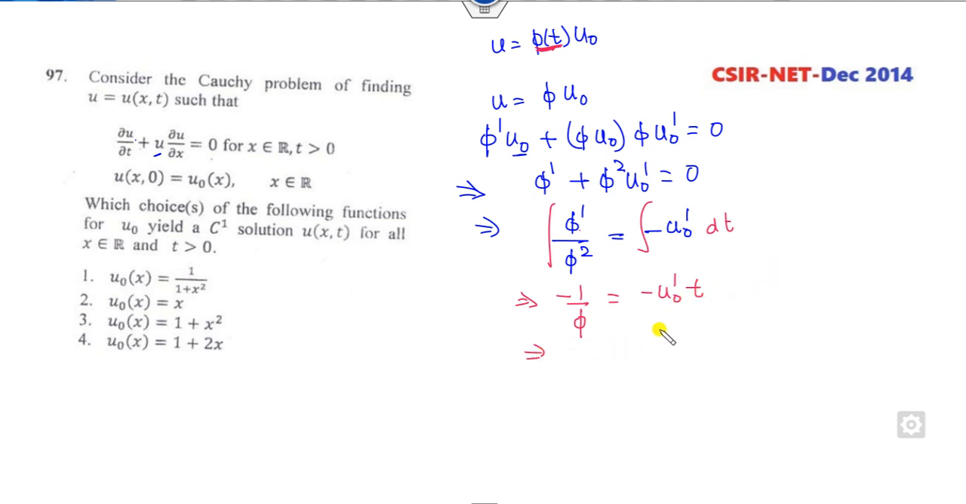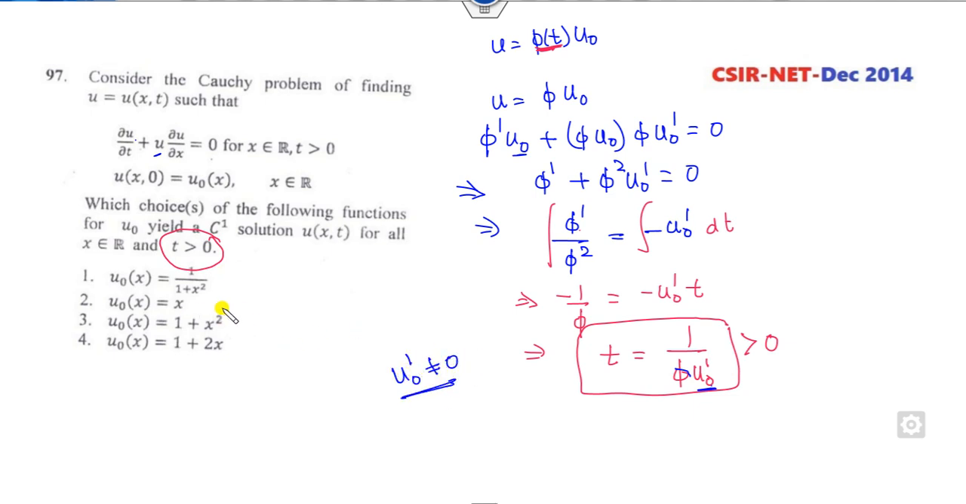So what will happen? You can find the value of t from here. So t will be 1 over phi u0 dash. Fine. Now what is that? You need the value to be greater than or equal to 0. When will it be greater than or equal to 0? When u dash is non-zero.